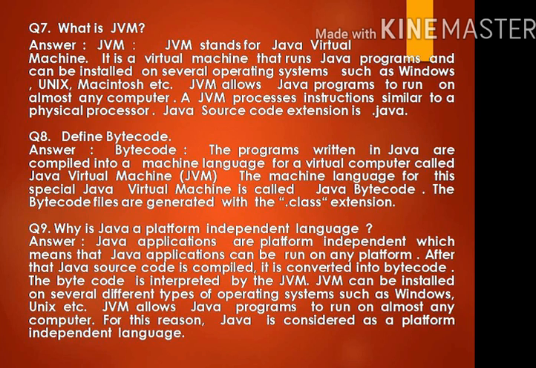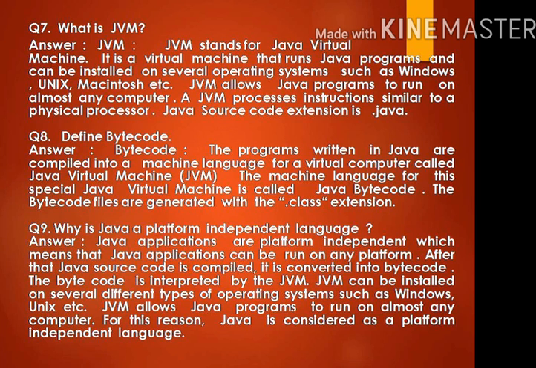JVM allows Java programs to run on almost any computer. A JVM processes instructions similar to a physical processor. Java source code extension is .java.